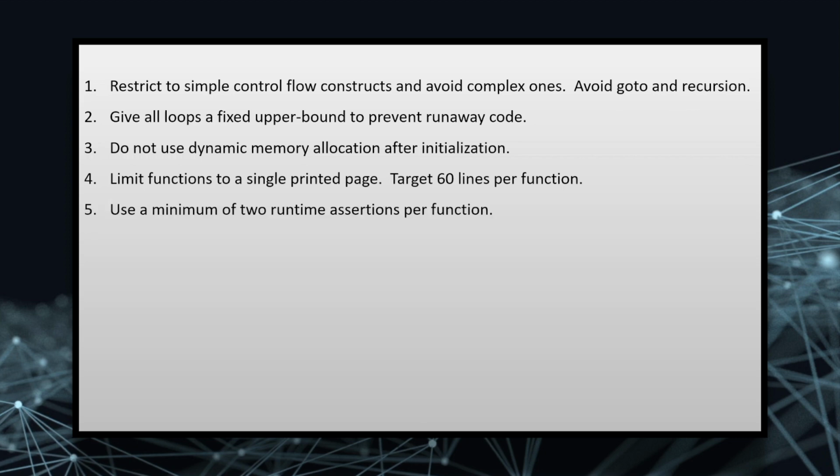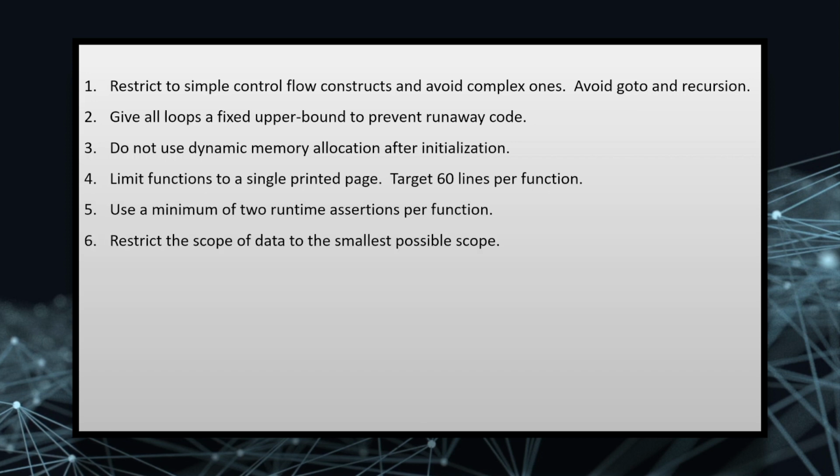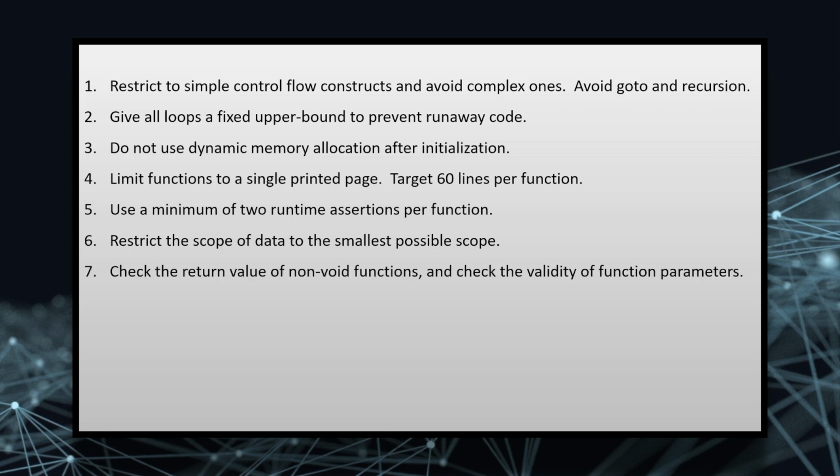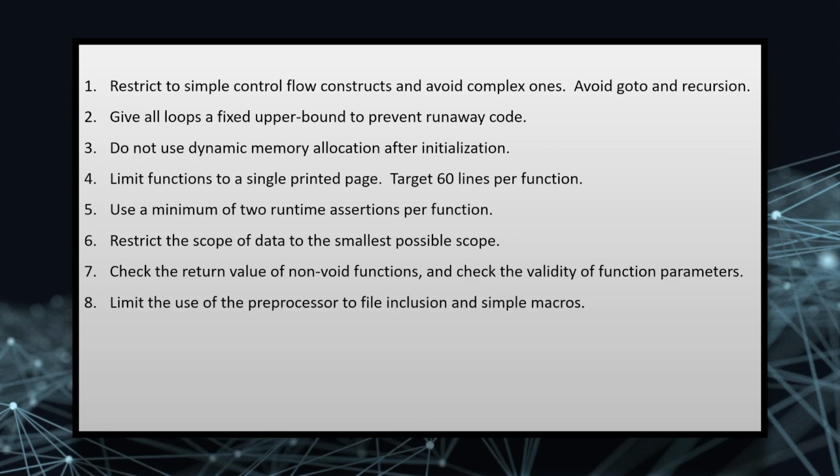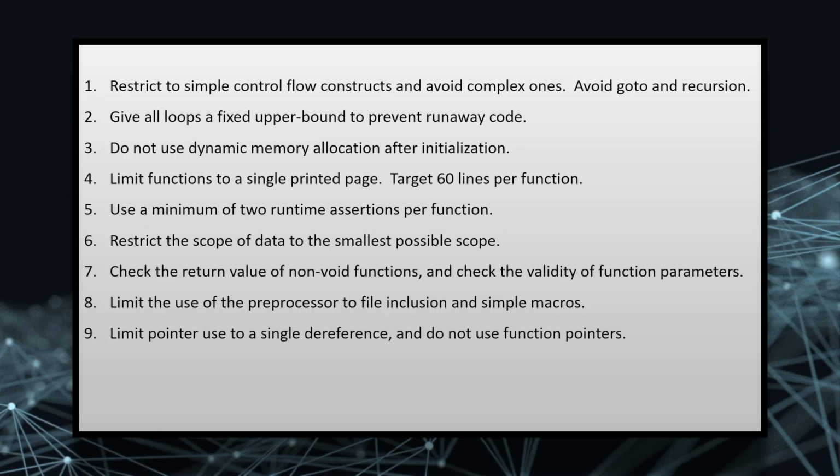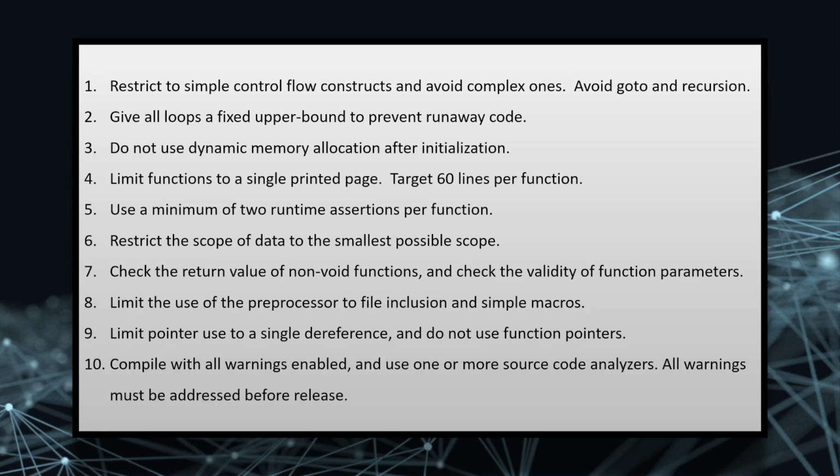Rule 5, use a minimum of 2 runtime assertions per function. Rule 6, restrict the scope of data to the smallest possible scope. Rule 7, check the return value of non-void functions and check the validity of function parameters. Rule 8, limit the use of the preprocessor to file inclusion and simple macros. Rule 9, limit pointer use to a single dereference and do not use function pointers. And Rule 10, compile with all warnings enabled and use one or more source code analyzers. All warnings must be addressed before release.